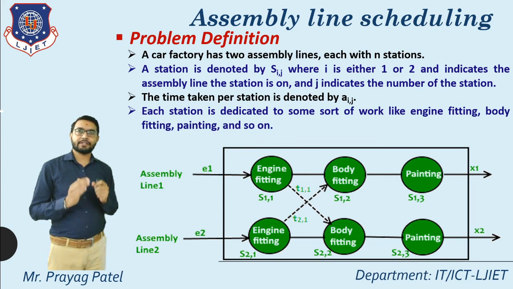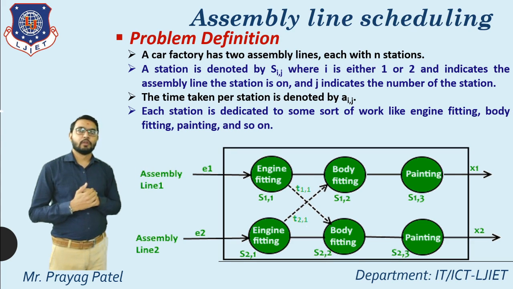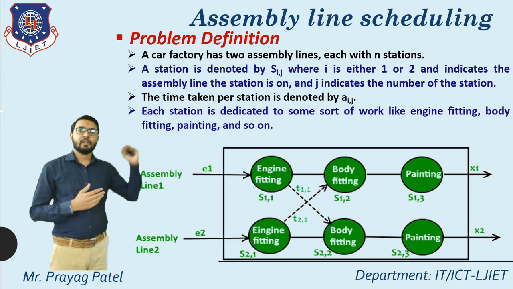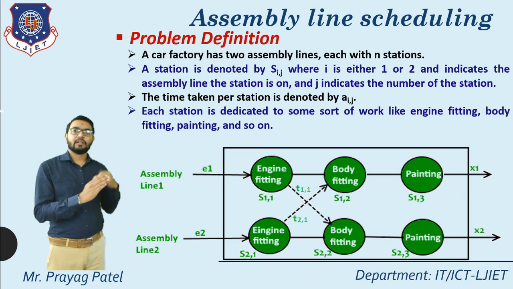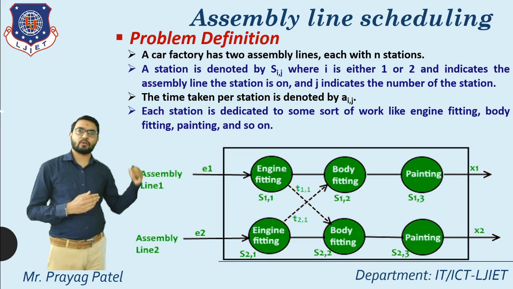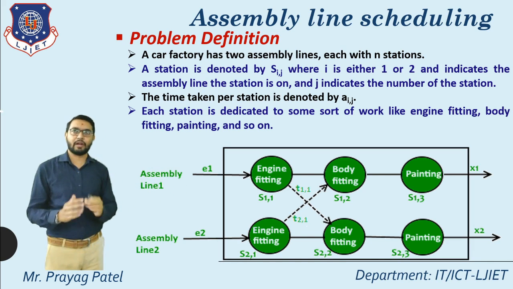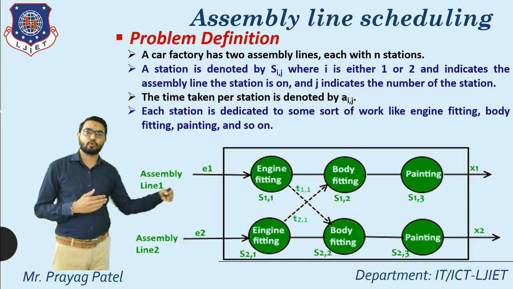Now each station indicates some sort of work, like engine fitting, body fitting, painting and so on. If we consider 3 stations, then station 1 is engine fitting, station 2 is body fitting, and station 3 is painting for your car. We could also consider more than 3 stations. S11, S12 and S13 are stations 1, 2 and 3 respectively for line number 1. For line number 2, the stations are S21, S22 and S23.